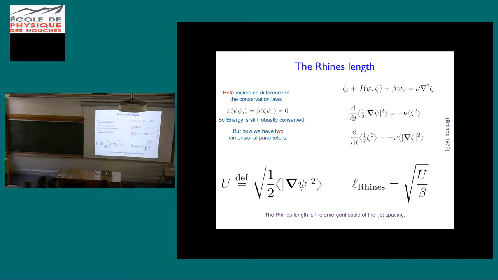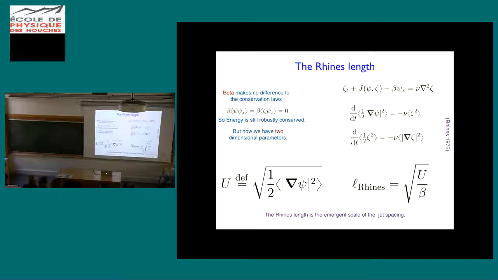I should say that what prevented us doing things like this in the other case, the case with beta equals zero, was that there was another conserved quantity, which was zeta x, the vorticity extrema. So it seems that with the beta effect, you no longer have that second invariant. So you've really only got one invariant, which is the energy. And therefore, you've only got one dimensional parameter, which is the energy. And that, therefore, compels that result.